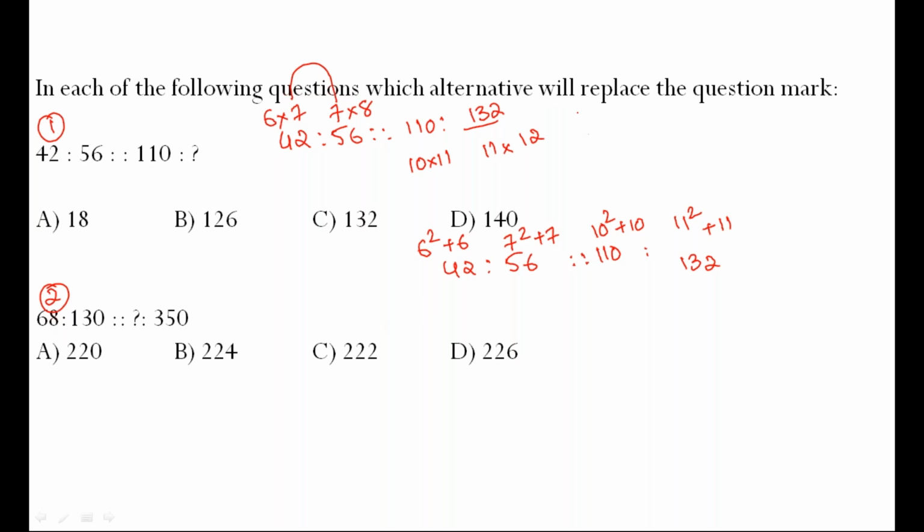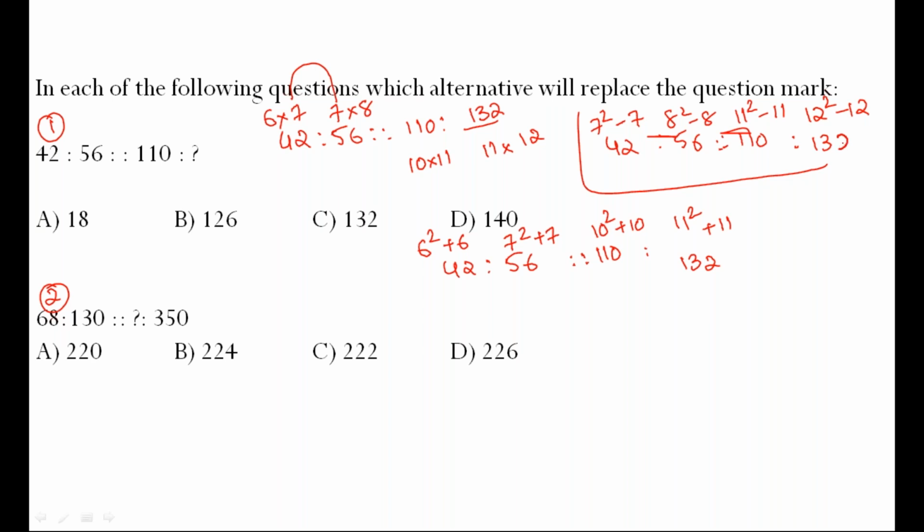Or a few will say again, sir, no, 42 is 7 square minus 7. I agree with that. 56 is 8 square minus 8, 110 is 11 square minus 11. Now 12 square minus 12 will also give 132 only. All these are the same lines. All this will go for 132.